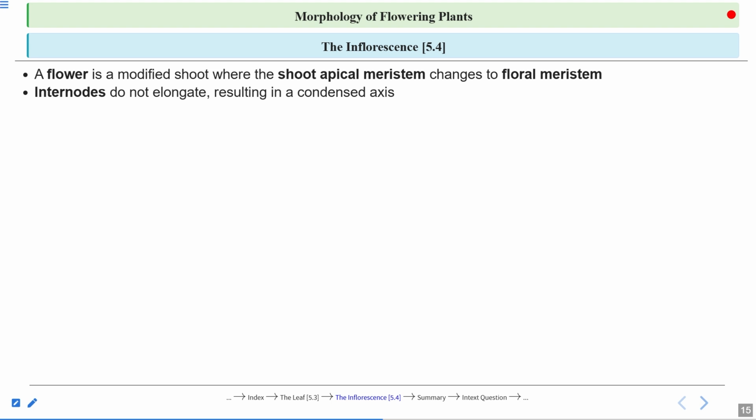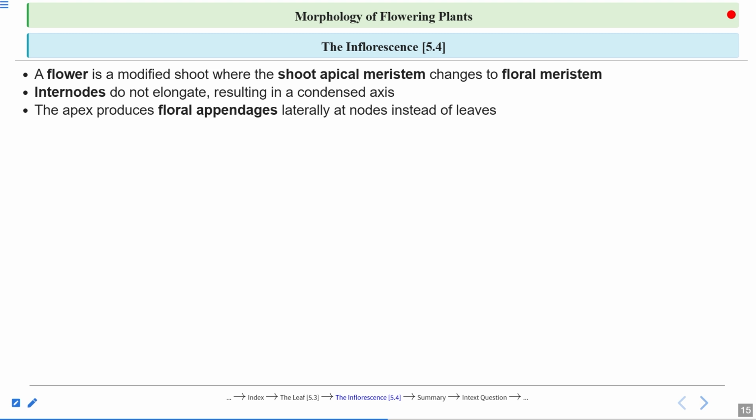So what happens during flower formation or inflorescence formation? The internodes do not elongate. So what will happen? This will result in a condensed axis. And on this axis, a lot of flowers are borne, which forms the inflorescence. Now the apex produces the floral appendages laterally at nodes instead of leaves.